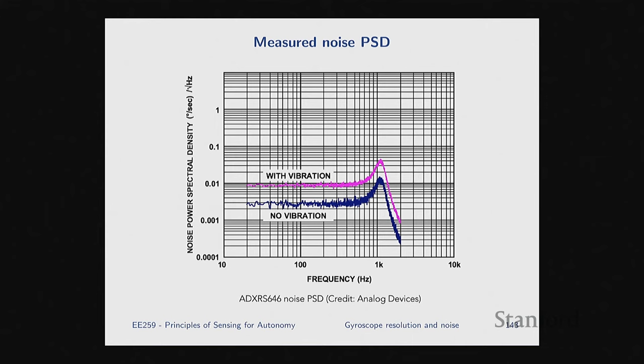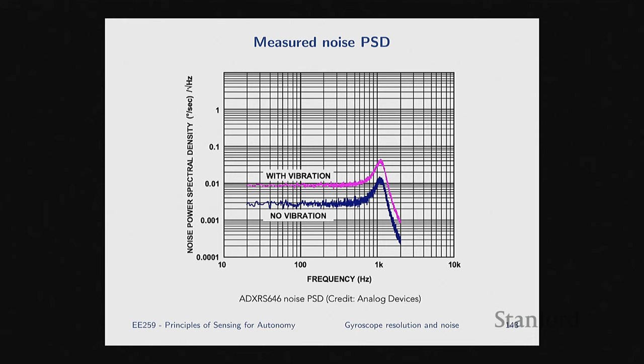And what's very interesting to note here is that this is one from Analog Devices, and they give two different noise curves, with vibration and without vibration. And as you see, with vibration, you're a little less than 10x, but almost 10x more noise, right? An order of magnitude more noise.